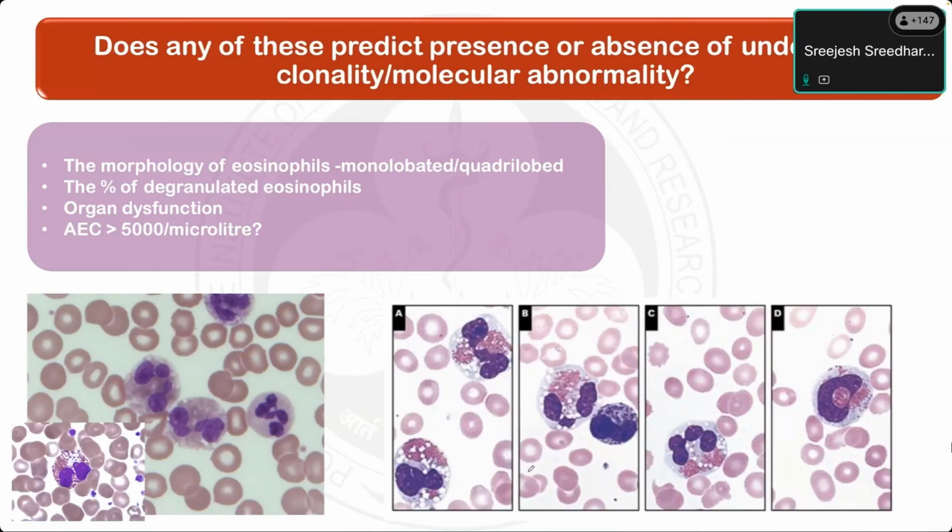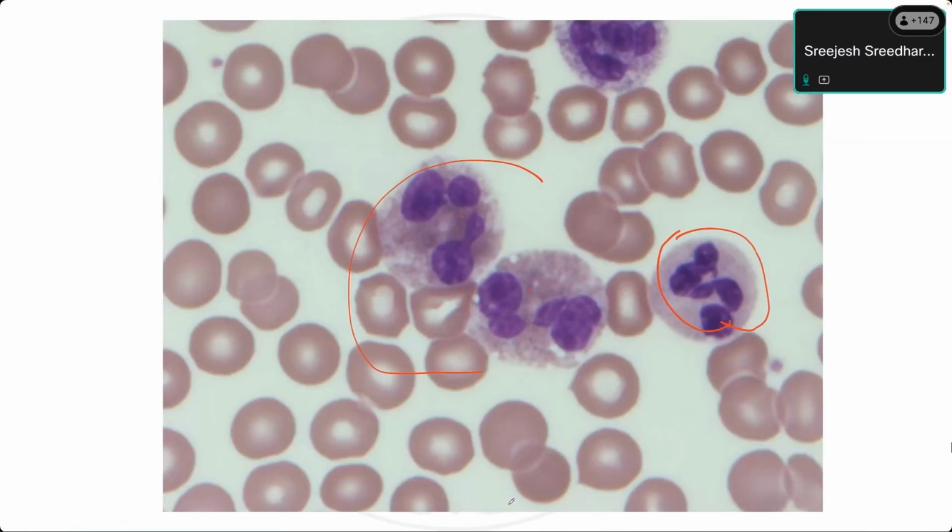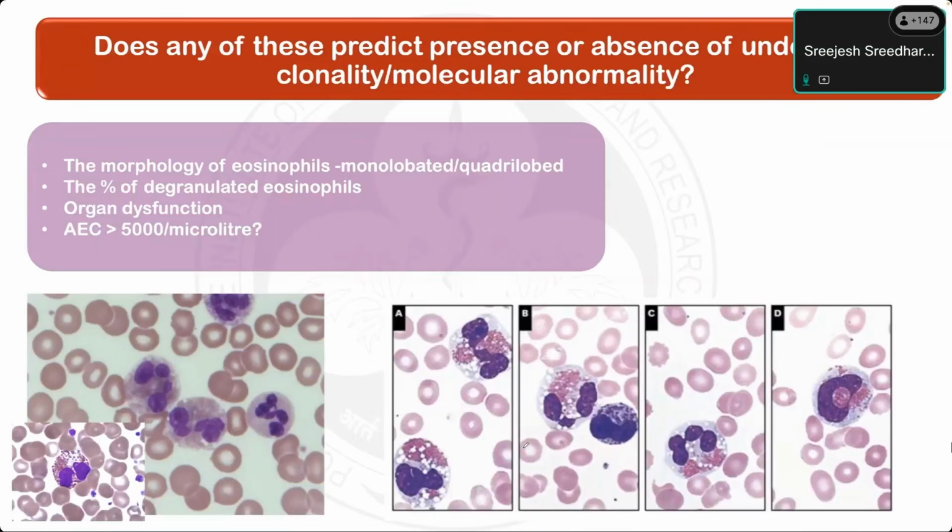So you can see there are abnormalities in the eosinophils, right? Here the lobes are a problem. Here the vacuoles are there. Here it's partially degranulated. So based upon these features, can we say that these are abnormal or clonal? Many people will tend to say that since there is a morphological abnormality, it's part of the clonal process. Actually, it is not.